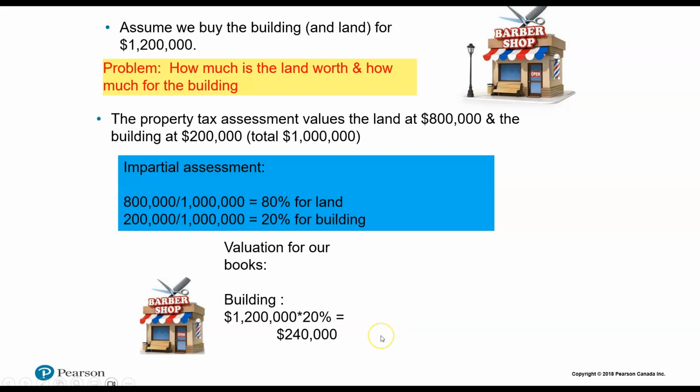So, if we're looking for a value for our building, we're going to take what we paid, the 1.2, times it by 20%. 240,000 will go to our building account. The 1.2 million times it by 80%, that's 960,000. That's the amount that will be allocated to the land. If you add these two amounts together, you will get that total amount we paid.